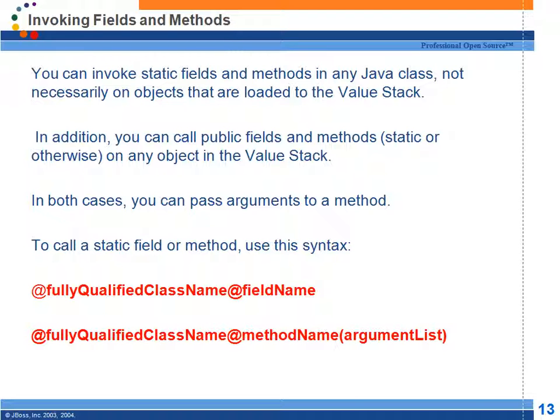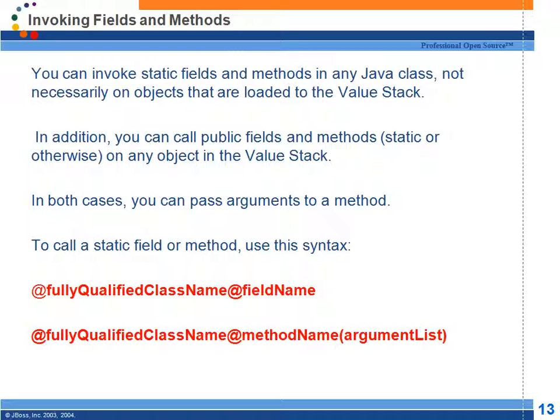Okay. OGNL is again powerful. You can invoke methods also. You can invoke static fields and static methods in any Java class, not necessarily an object that is loaded on the stack. You can call any method by using OGNL. So how to call? This is the syntax. At symbol, the qualified name of the class, at the field. By using this syntax, you will be able to access a static field. And like this, at qualified class name at method name and arguments. This will call a method.